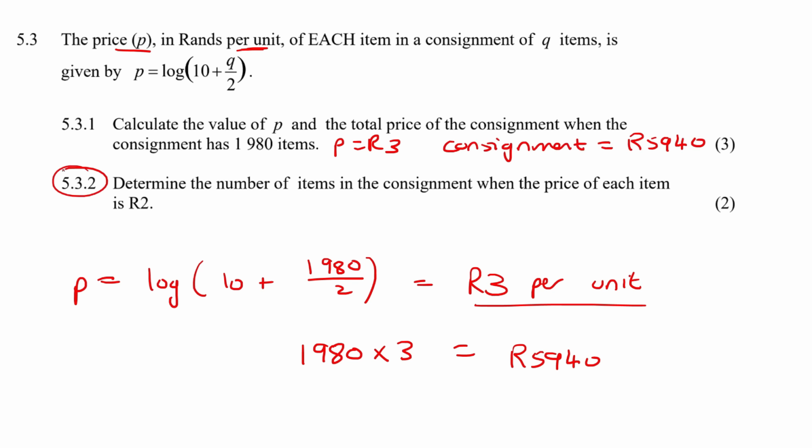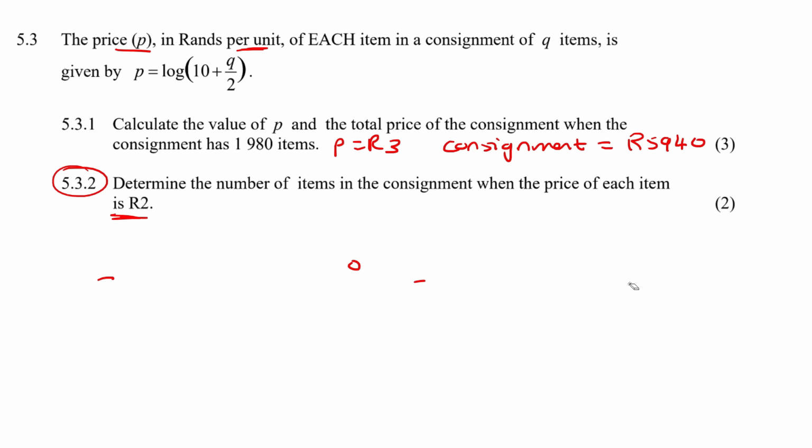Okay, so P is 3, and the consignment is 5,940 rand. Okay, now it says determine the number of items in the consignment when the price of each item is 2. Okay, so now what they're saying is that P, which is rands per unit, and now its price per unit is 2 rand. So they're saying P is 2. So we're going to go 2 equals log of 10 plus Q over 2.